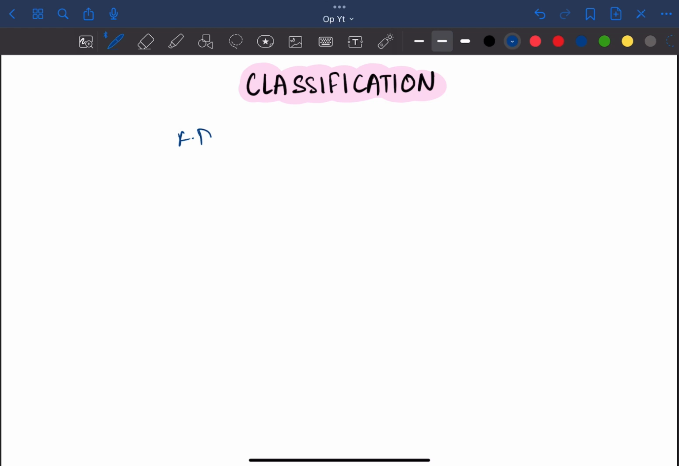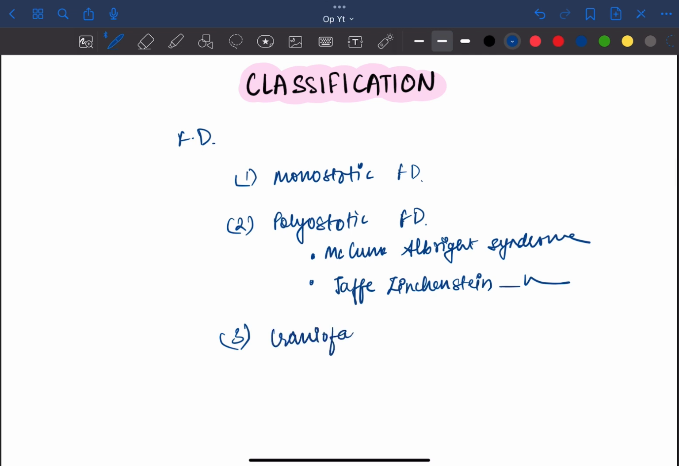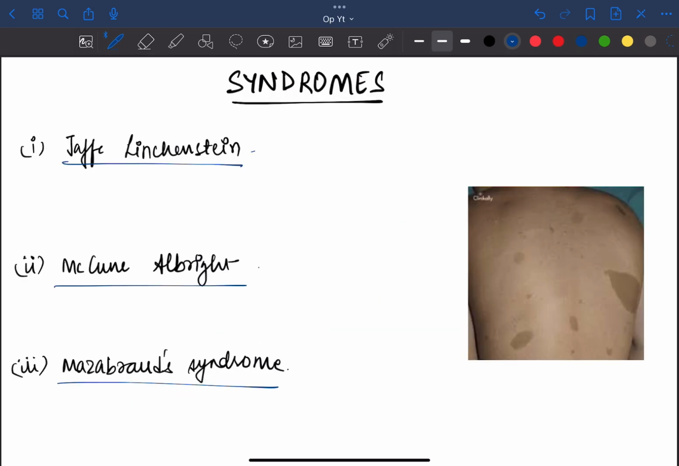So, classification. Now, fibrous dysplasia has the following types. First is the monostotic fibrous dysplasia. Second is the polyostotic fibrous dysplasia. We have varieties of polyostotic fibrous dysplasia. First is the McCune-Albright syndrome, and next is Jaffe-Lichtenstein. Last we have is a craniofacial fibrous dysplasia. We also have cherubism in this classification, but we'll read this later. So these are some of the syndromes associated with fibrous dysplasia.